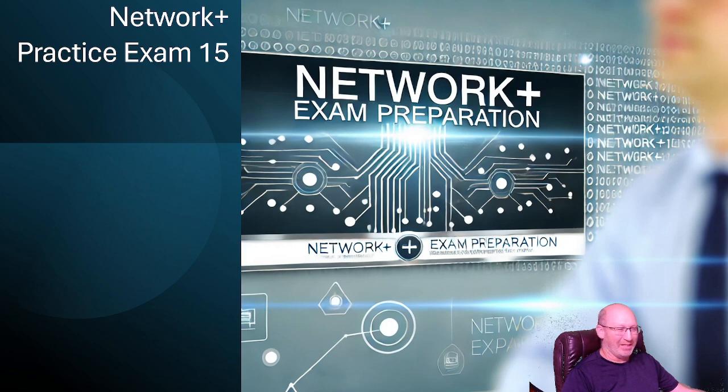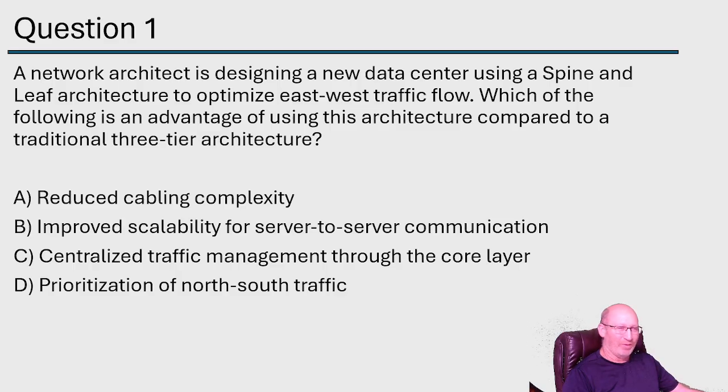Let's jump into it, because I'm rambling again, which I often do. Question number 1. A network architect is designing a new data center using a spine and leaf architecture to optimize east-west traffic flow. Which of the following is an advantage of using this architecture compared to a traditional 3-tier architecture?